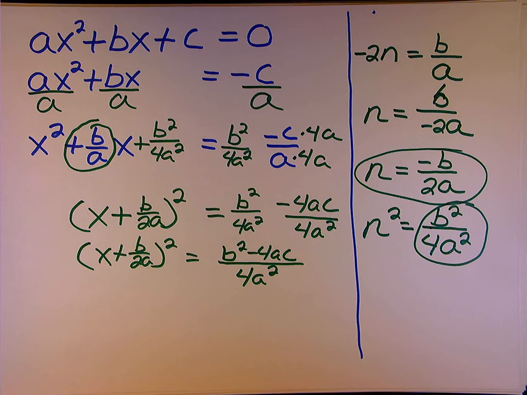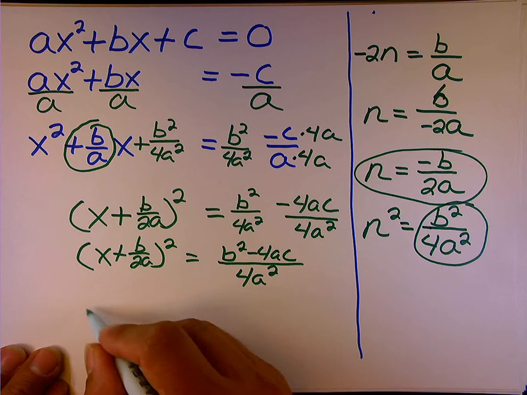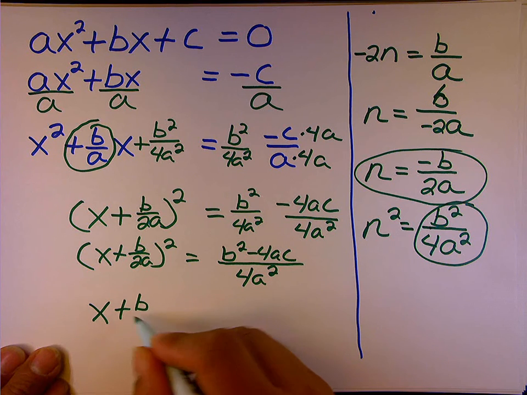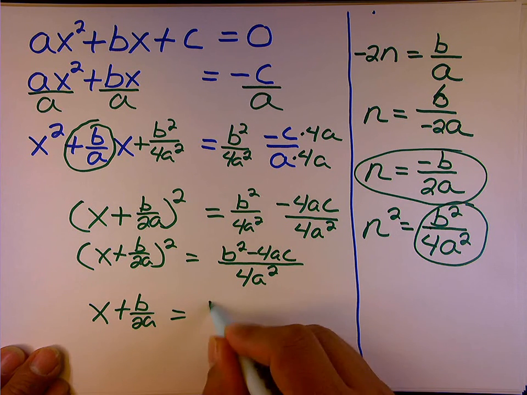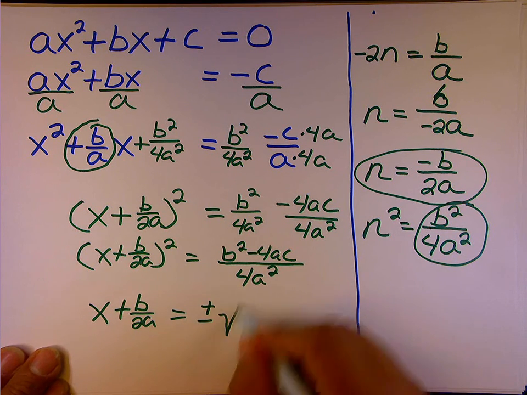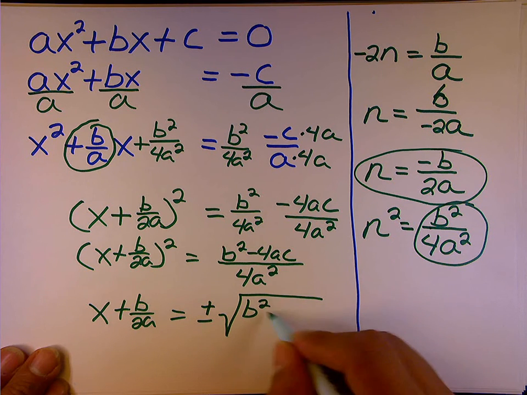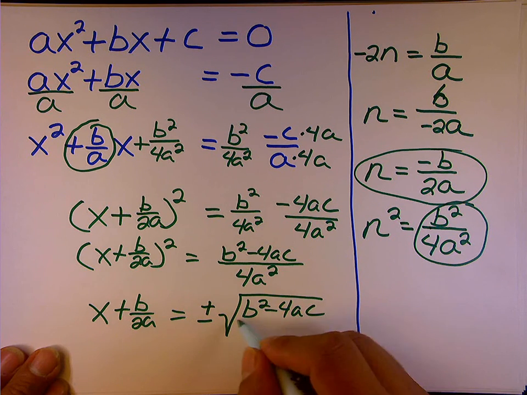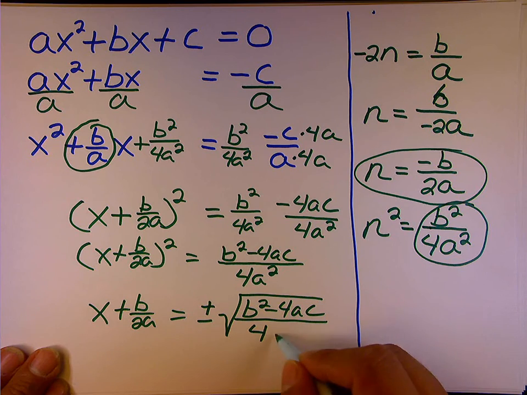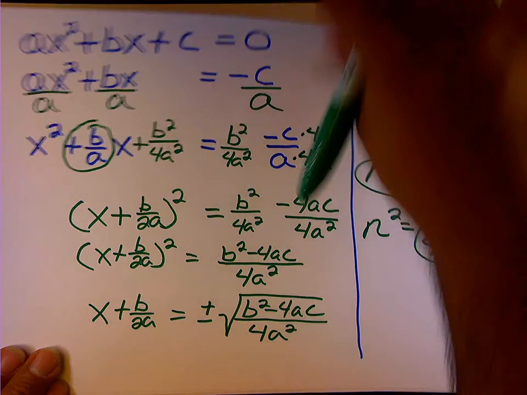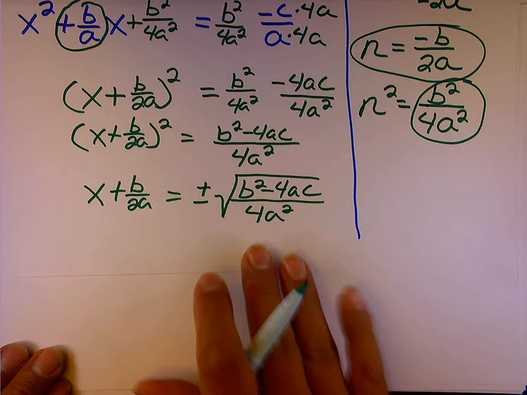I'm now going to solve for x by removing everything away from the x. The first thing I'm going to remove is that exponent outside the parentheses by taking the square root of both sides. So when I take the square root of both sides, I end up with a plus and a minus square root of b squared minus 4ac over 4a squared. I'm going to move this up. You can continue to see my work.